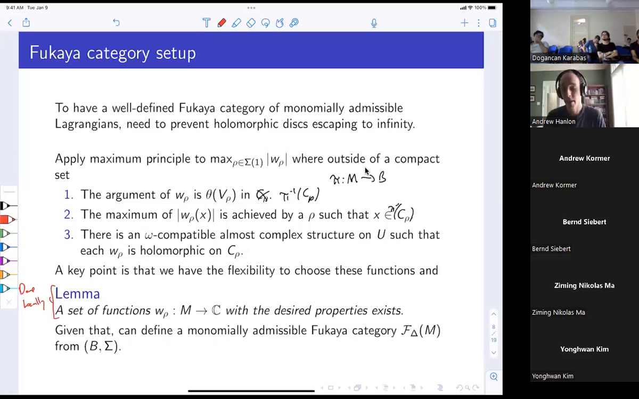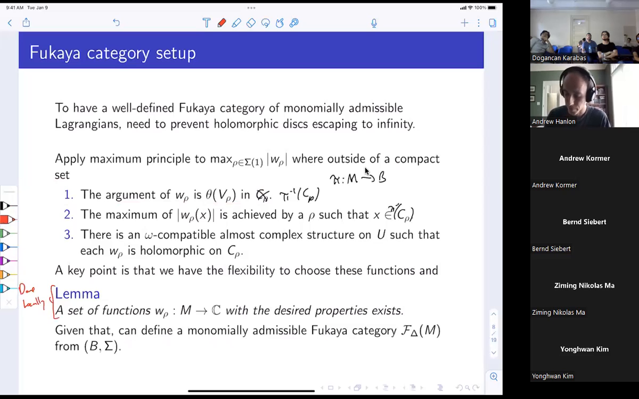So you define W row in it and its neighboring ones in local charts, and when you're not in the overlap, you can patch together from one to the other. And once you've done this, when you apply the maximum principle, you can show that holomorphic disks can't escape to infinity, and you get a well-defined Fukaya category associated with this data, using essentially standard techniques.